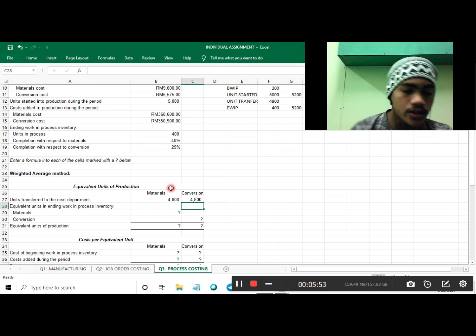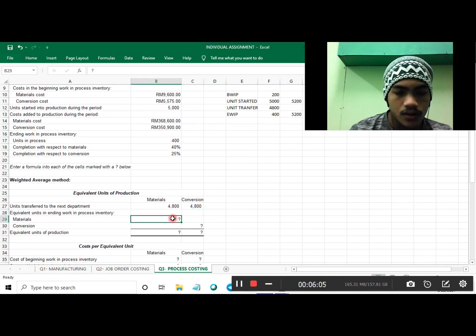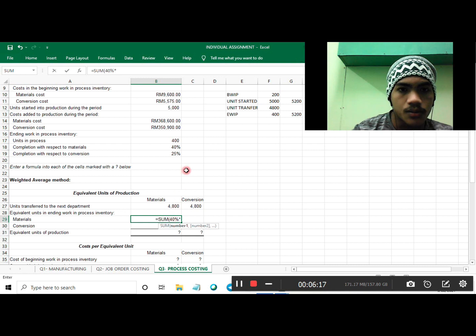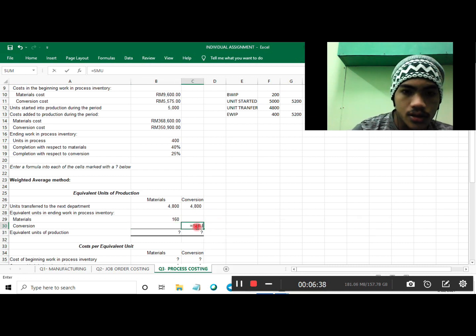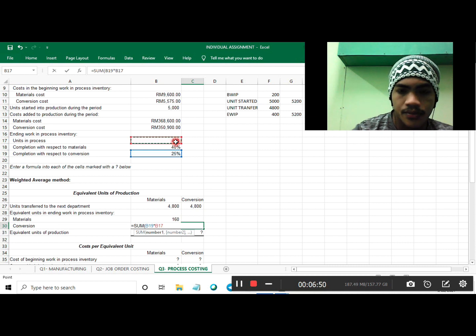And then for equivalent unit in ending work in process inventory for material, we take 40% multiplied by 400. So we get 116. And then for conversion, 25% multiplied by 400. You get 100.